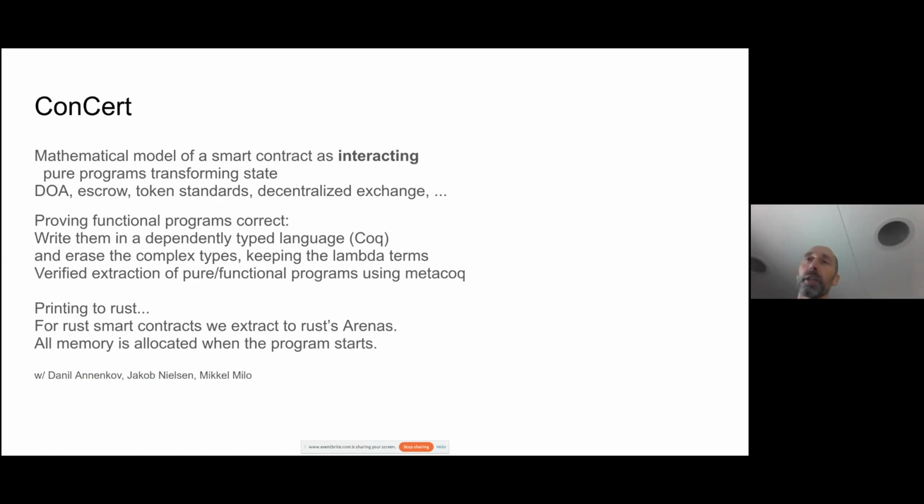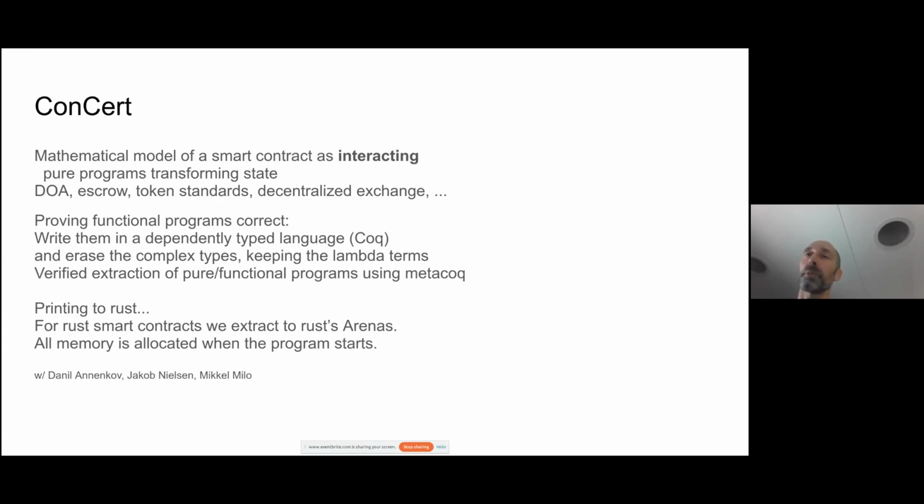And then there's a standard way of translating any program in Coq towards OCaml or Haskell, and we've actually done this in a completely verified way using the MetaCoq system. So the standard extraction or translation from Coq to OCaml is unverified, but what we've done is a completely verified translation from a very rich fragment of Coq to just a simple lambda calculus. And then at the end, what one does is to print this lambda calculus to Rust.